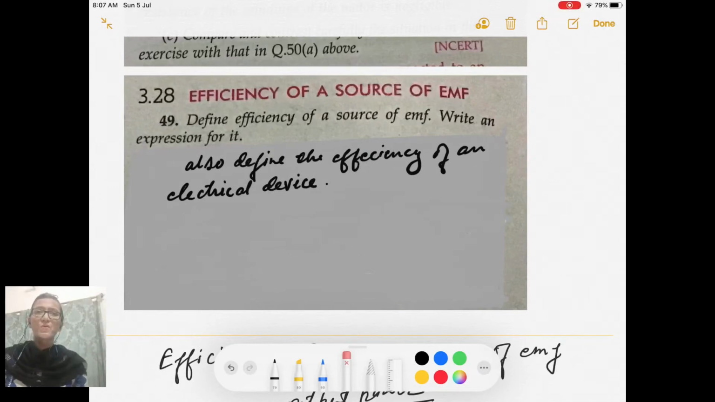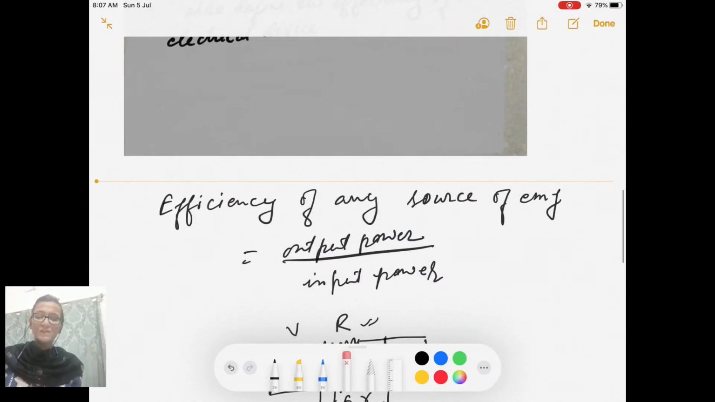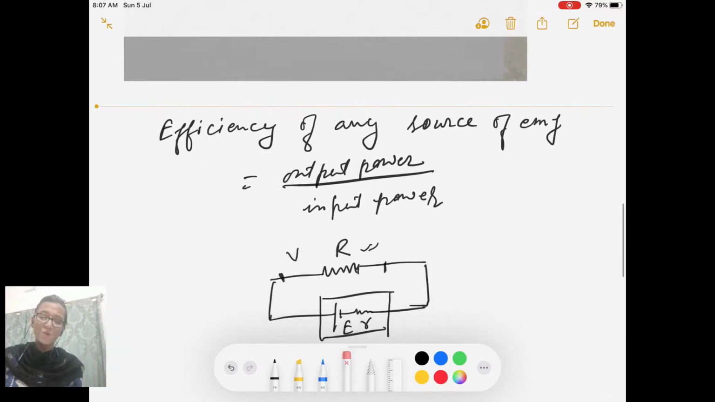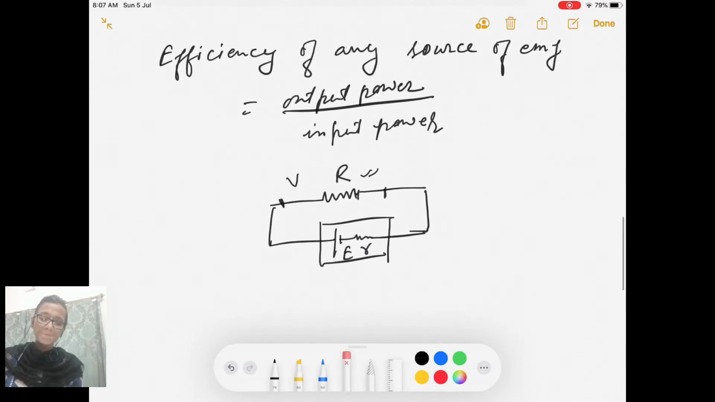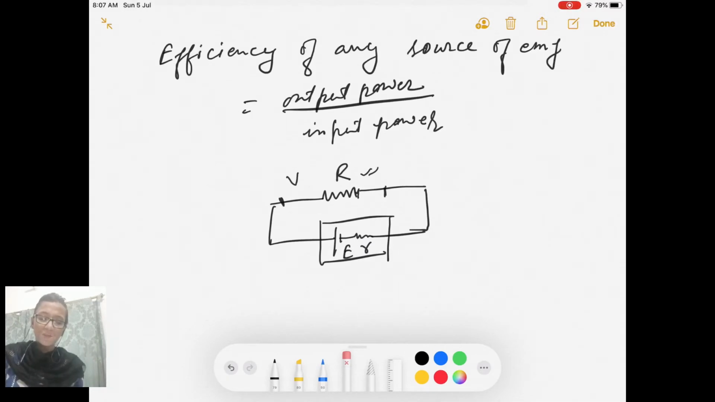Hi, so today we will learn about efficiency of a source of EMF and efficiency of an electrical device. So we know that efficiency of anything is equal to output power upon input power. And output power is power dissipated, consumed at external resistance, and this is equal to IV upon efficiency. Okay, and input power is equal to IE.